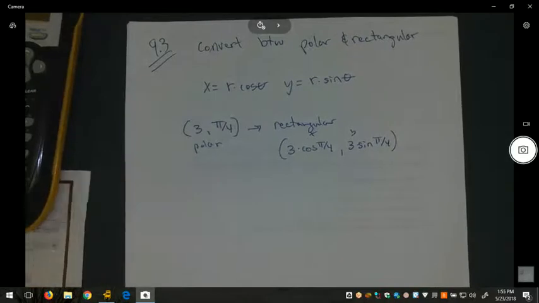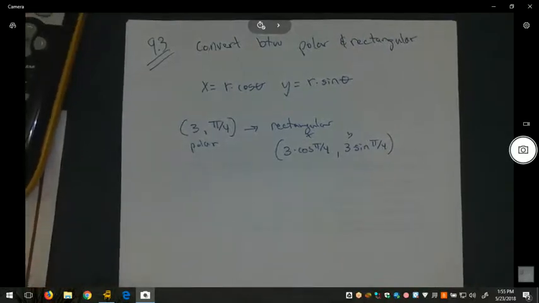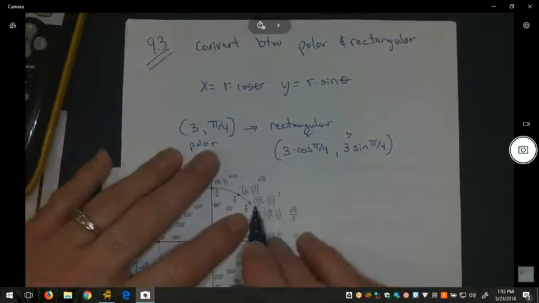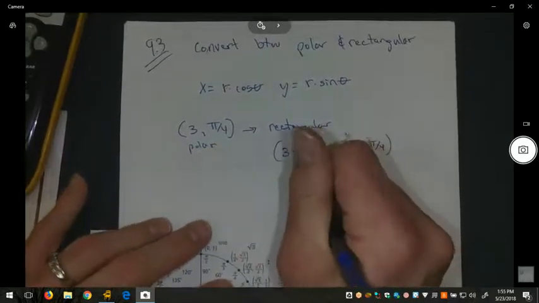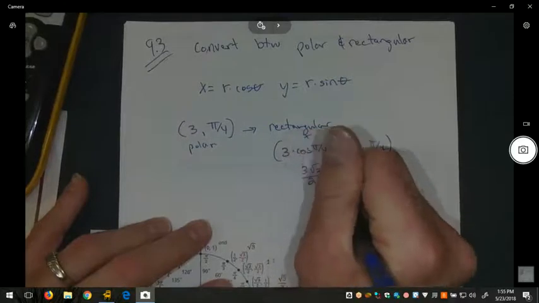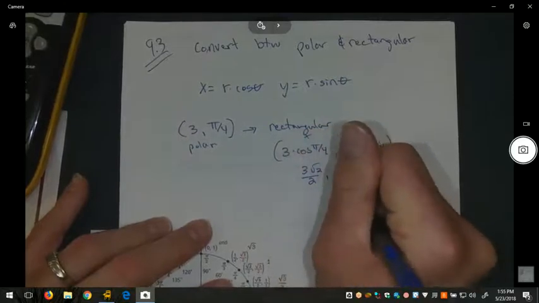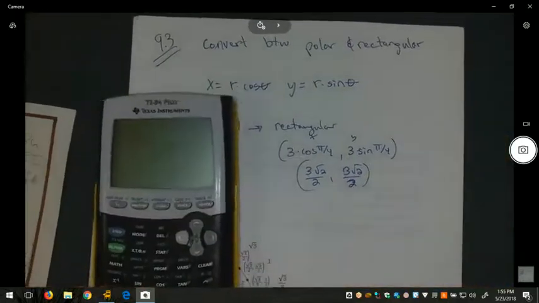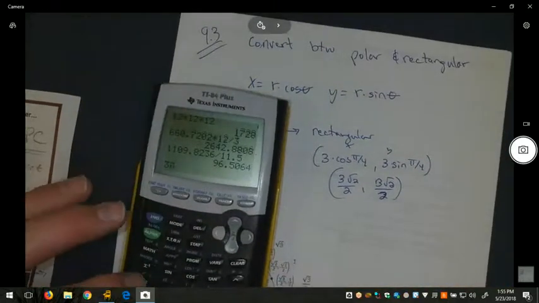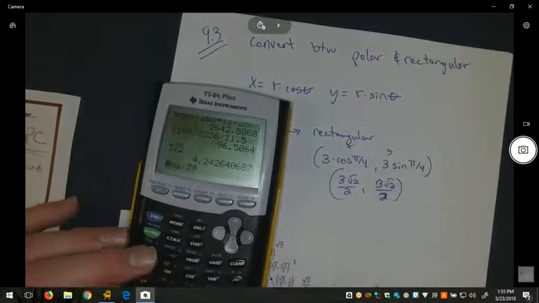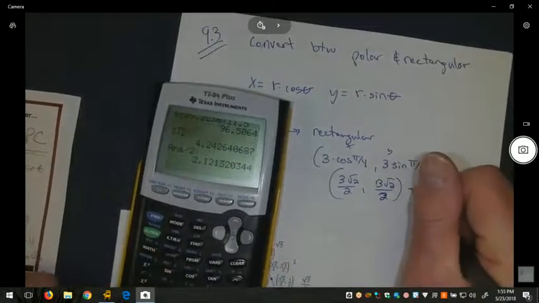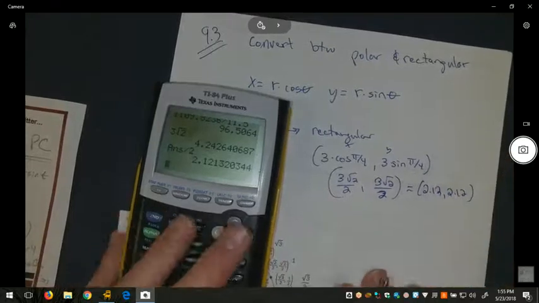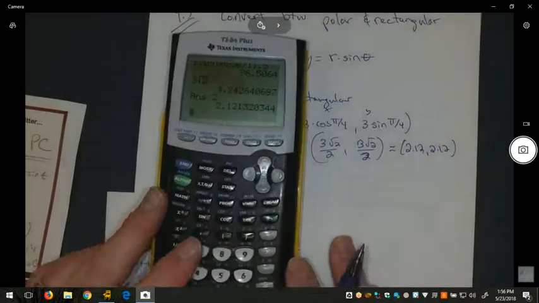And if it were not an angle in the unit circle, we would just use our calculator, making sure that our calculator was in radian mode. But since it is in the unit circle, this will be 3 times square root of 2 over 2. It'll be 3 square roots of 2 over 2, 3 square roots of 2 over 2. The decimal approximation for that, 3 square root of 2 divided by 2, is roughly 2.12. Let's check on our calculator to see that this is the case.